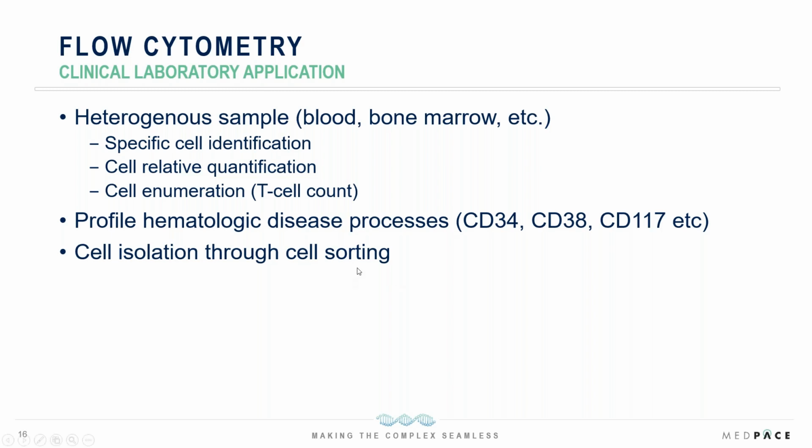We can use cell sorting to isolate a specific cell type of interest if we want to look at that downstream with technologies such as PCR or single-cell RNA-seq. So in a nutshell, that is how flow cytometry works.